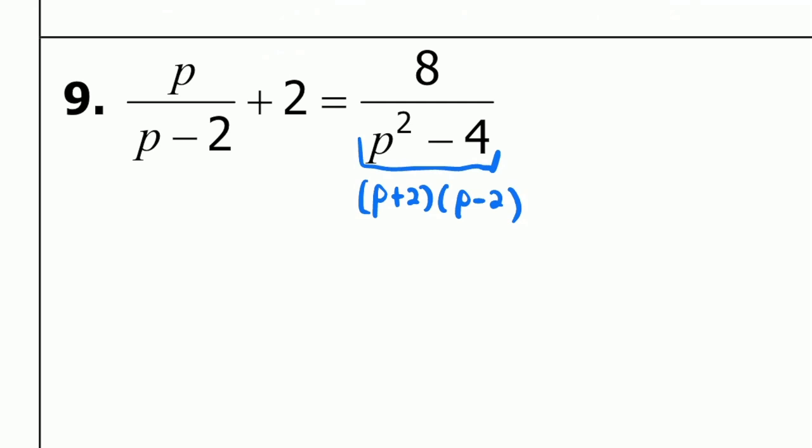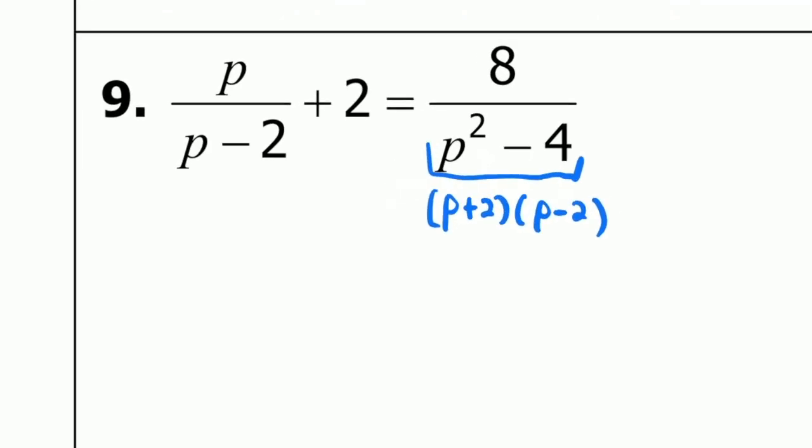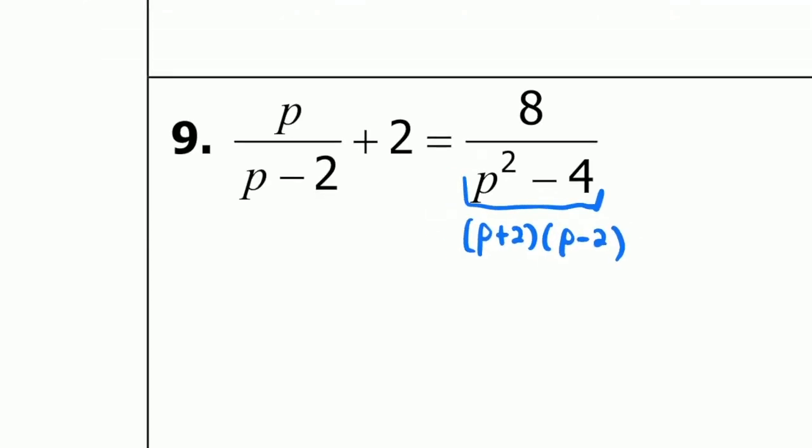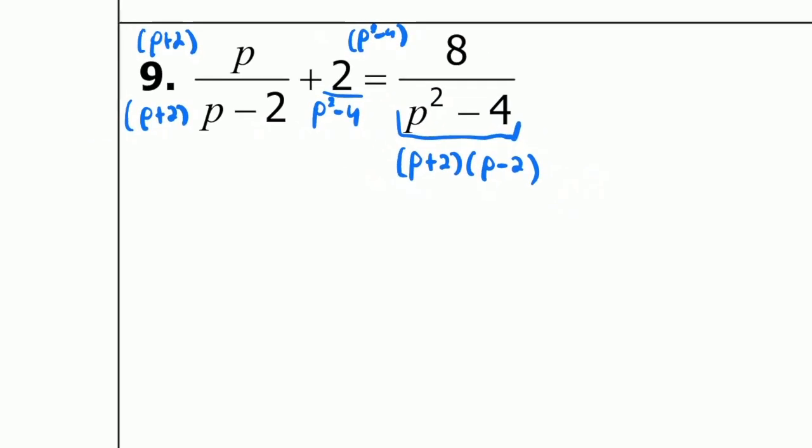And I'm going to treat this one as one like we just did, where I get all of my denominators to be equal. So I know that the p divided by p minus 2 needs a p plus 2 over here. And then I know that 2 needs both the p plus 2 and p minus 2. So I'm just going to multiply that, again, by p squared minus 4, because p squared minus 4 is the same thing as p plus 2 times p minus 2. So I'll multiply my numerator and my denominator by p squared minus 4. So I'm going to have everything multiplied out here.